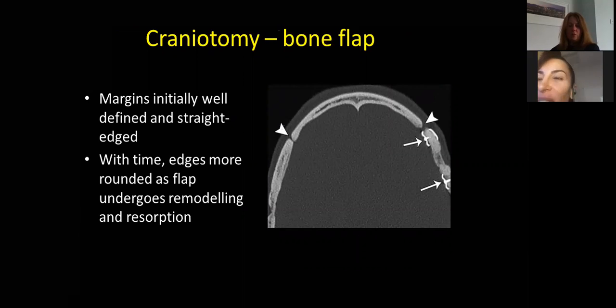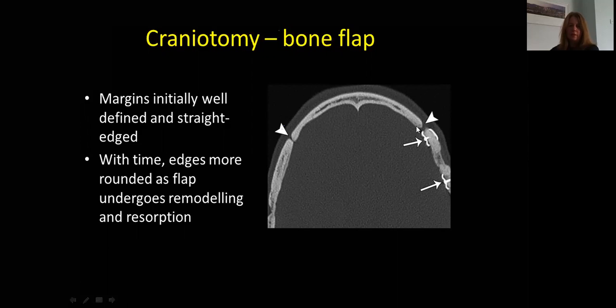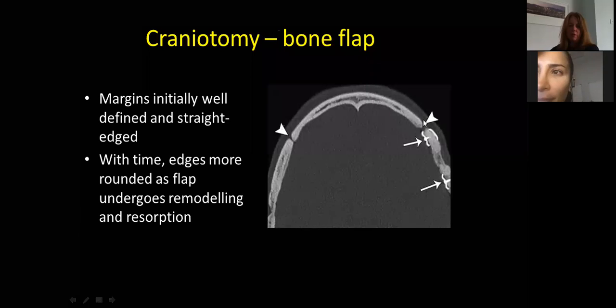This is a patient who has had a bone flap, and just to say that after a craniotomy, the bone flap margins are usually straight and they're usually really well defined. So if you see somebody like this, it's got sort of more rounded margins. It means that the craniotomy flap is undergoing a bit of remodeling or resorption. So this is longer standing. Again, this rounded appearance rather than a straight appearance. And it's the same on the other side, quite rounded margins.